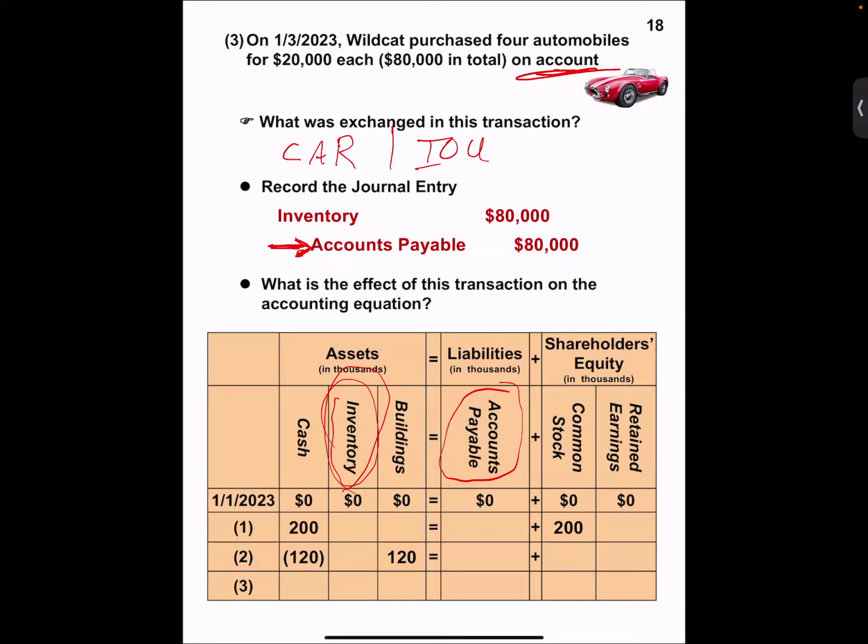We increase both accounts. Let's come down here, the effect of the accounting equation. Inventory just increased 80,000. Liabilities just increased 80,000. So notice that kept the accounting equation in balance. The asset side of the equation went up 80,000. The liabilities plus equity side of the balance sheet, or the accounting equation, also increased 80,000. Turn to the effect in the accounting equation, notice again, no effect. Nothing in shareholders' equity was affected with that transaction.